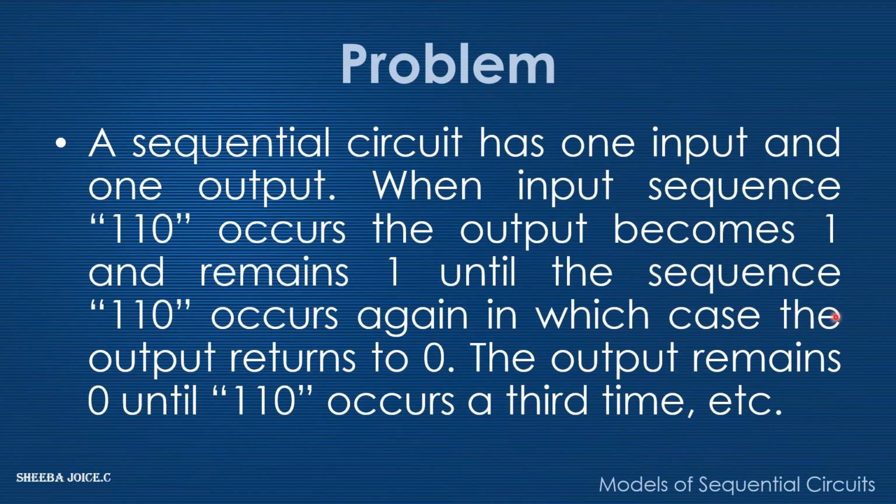We'll move on to the next problem: design a sequential circuit which has one input and one output. When input sequence 110 occurs, the output becomes 1 and it remains 1 until the sequence 110 occurs again, in which case the output returns to 0. The output remains 0 until 110 occurs a third time, etc.